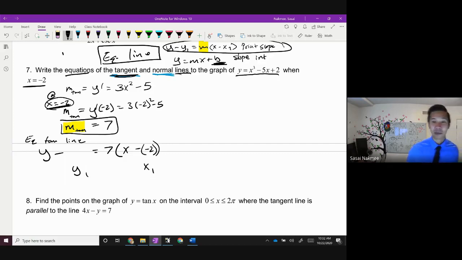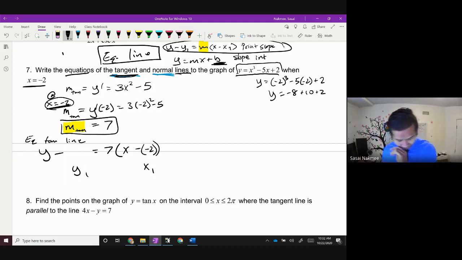What's my y1? You could figure that out. You know what the function is. Plug in the x value, you'll get the y value out. So at x equals negative 2, the y value is going to be negative 2 cubed minus 5 times negative 2 plus 2, which is going to give me negative 8 plus 10 plus 2. So what's the y value of this guy? Negative 8 plus 10 is 2, plus 2, y is equal to 4.